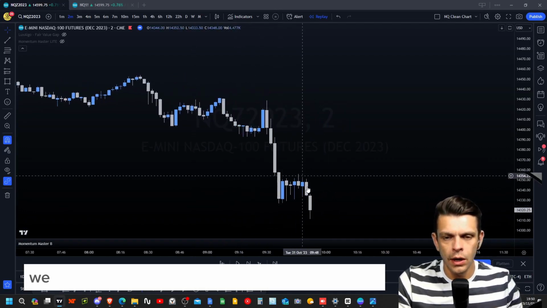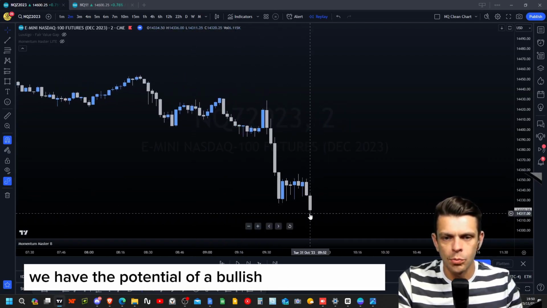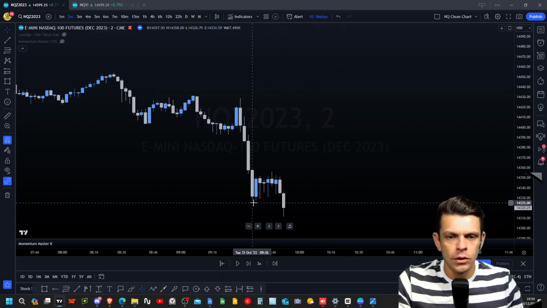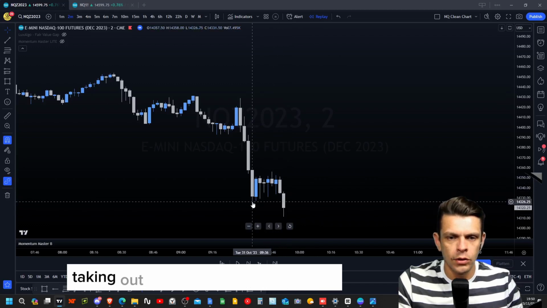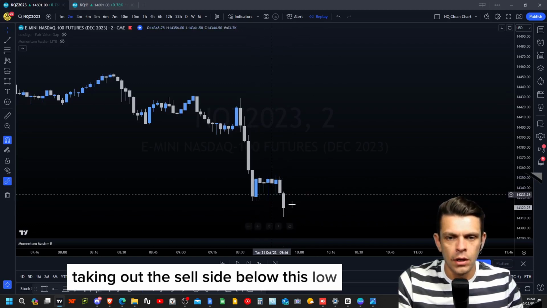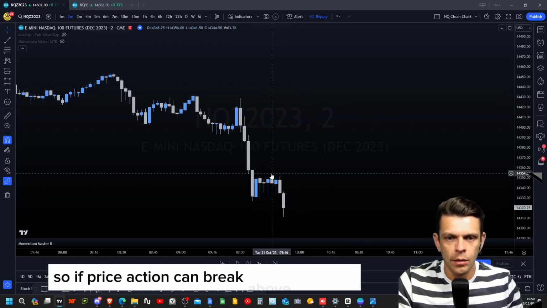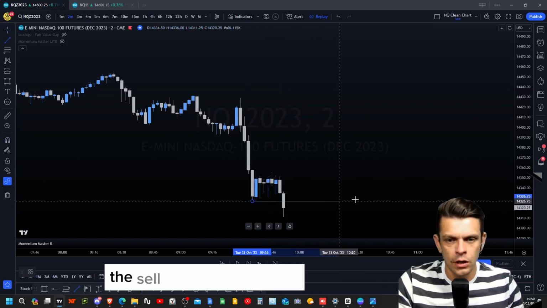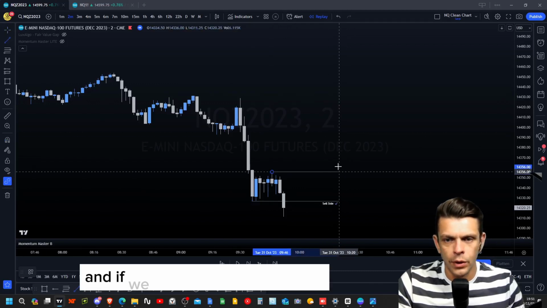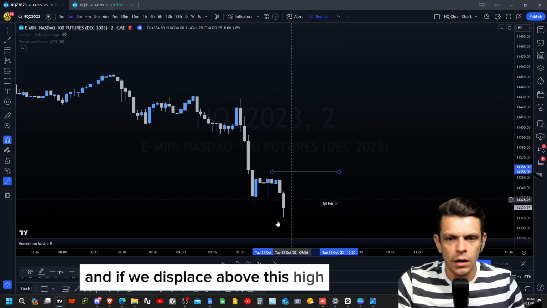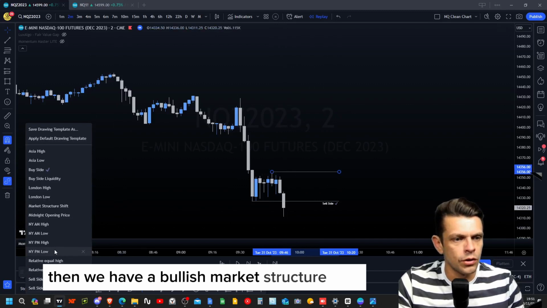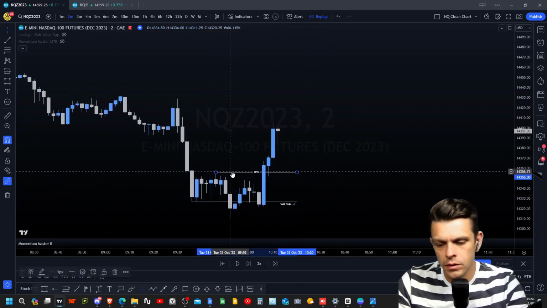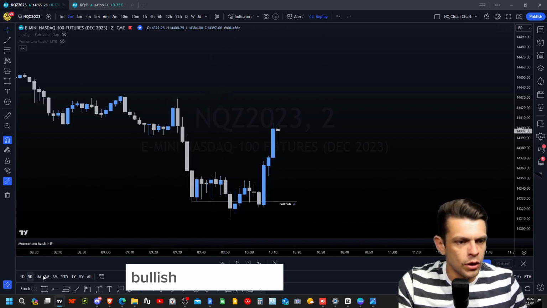Right here, we have the potential of a bullish breaker forming because we have the lower low. This is price action taking out the sell side below this low. If price action can break above this high, then we have a valid bullish breaker. And if we displace above this high, then we have a bullish market structure shift. All right, so right there, we shifted above the high. So now we have a valid bullish breaker block.